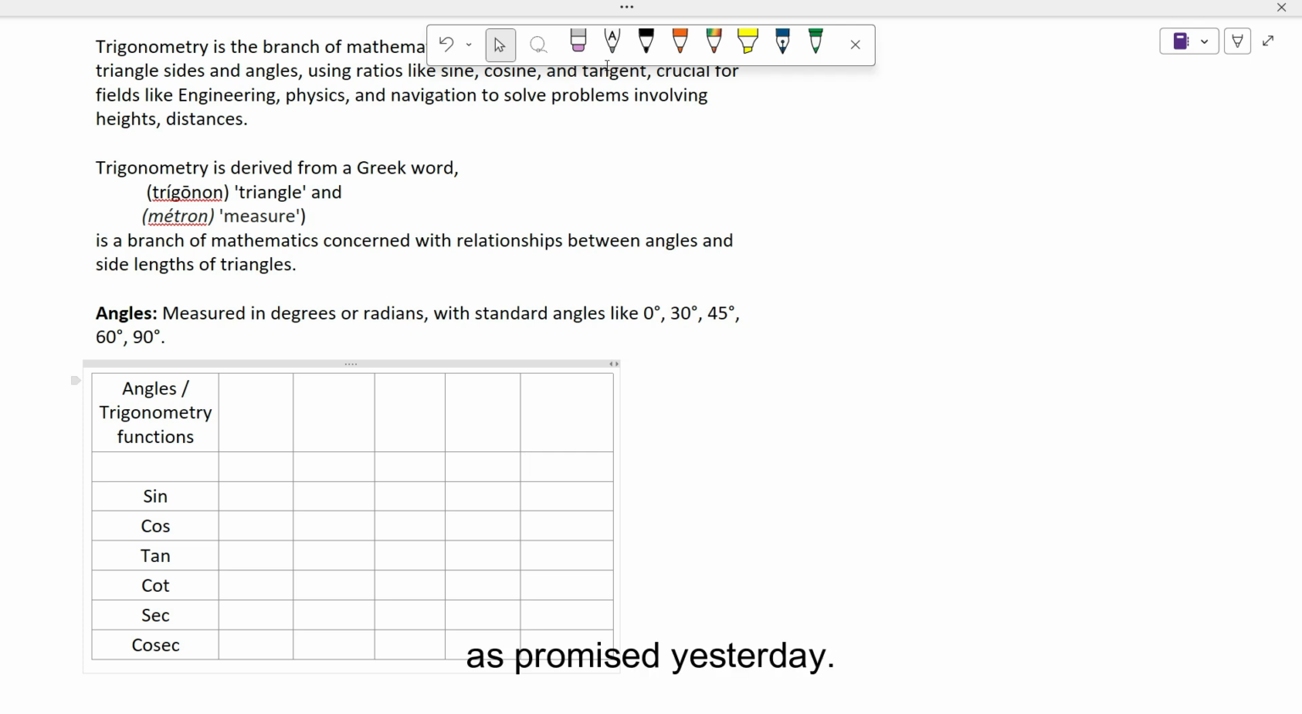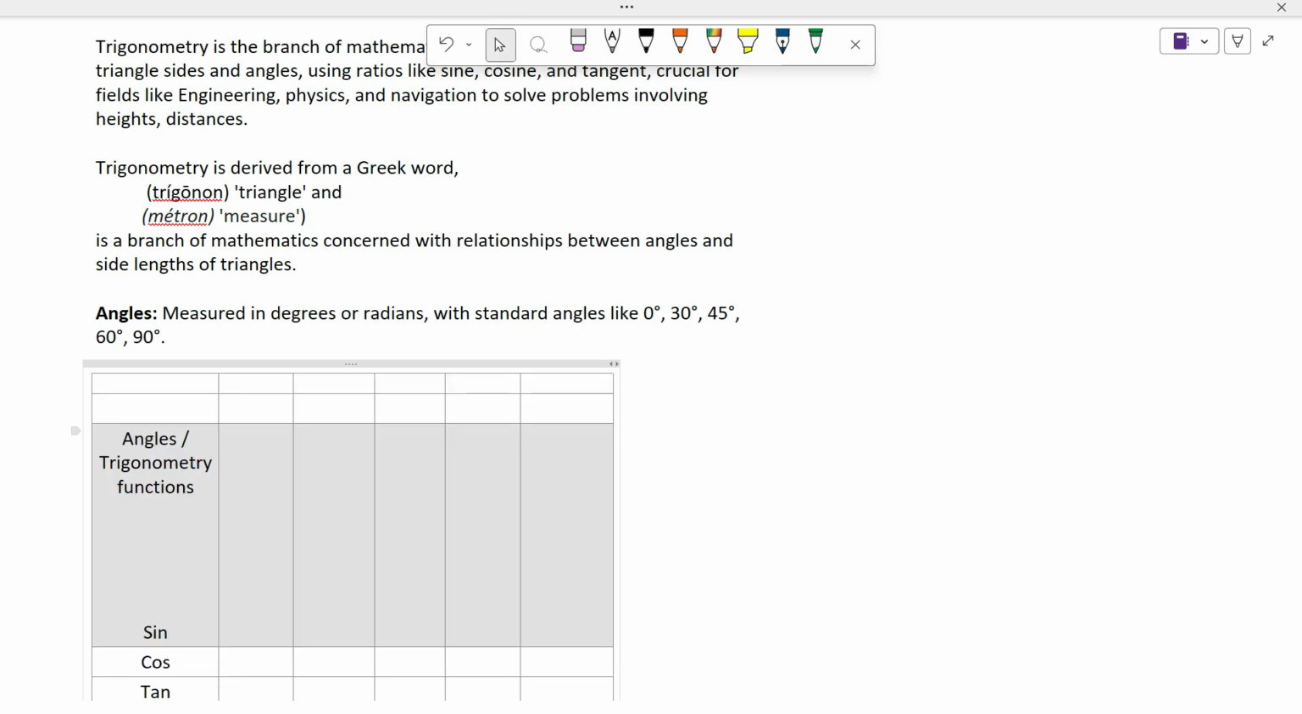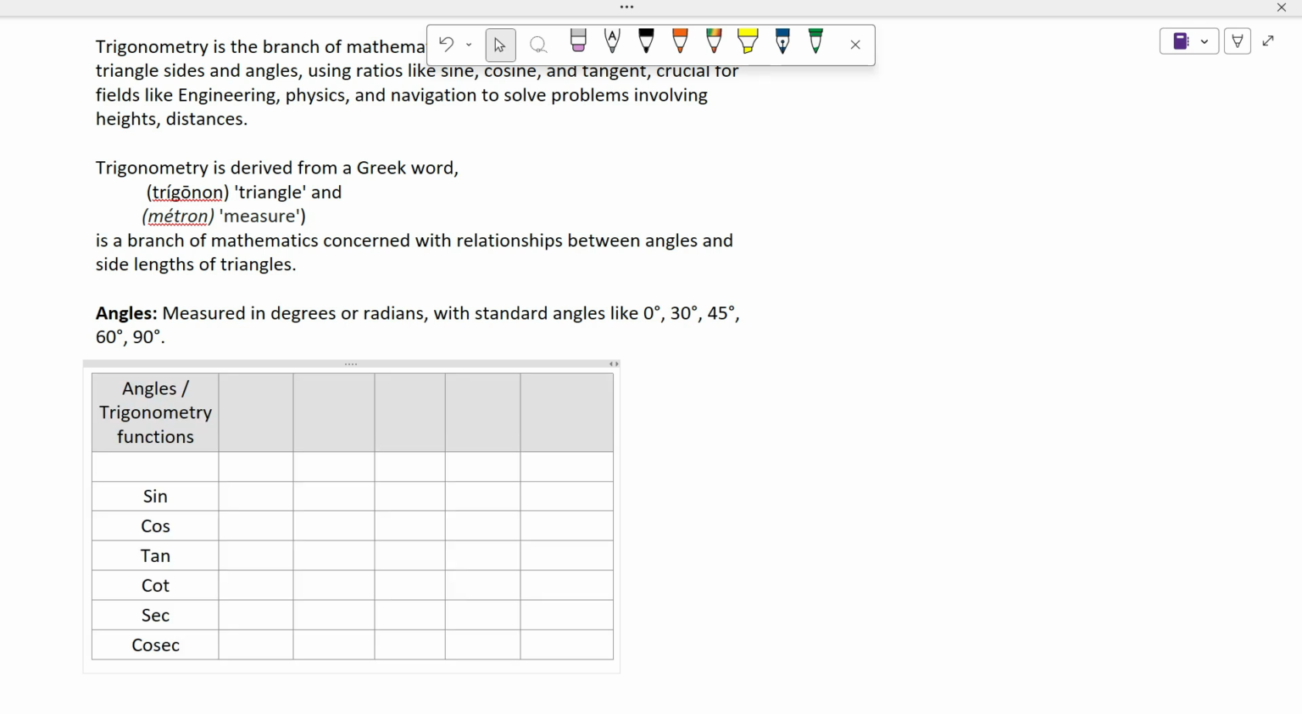As promised yesterday, today I am going to discuss the trigonometric functions table. In this entire row, I am going to use the angle values, and in this entire column, I am going to use the trigonometric functions. Okay, so let us start this.